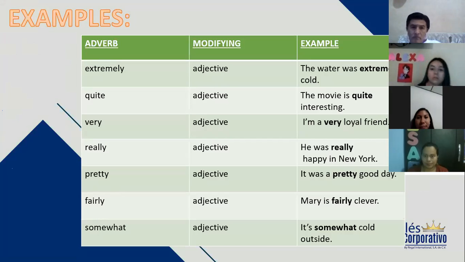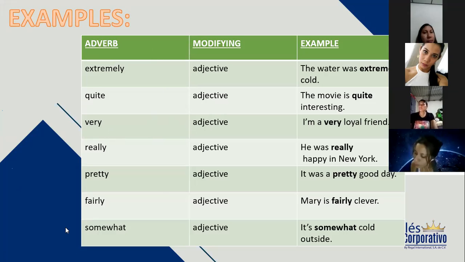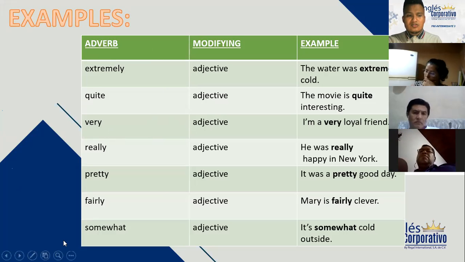Here we have one of the main adverbs that modify adjectives. We have here the first one, extremely. Those are the main adverbs that modify adjectives. We have extremely, quite, very, really, pretty, fairly, and somewhat. Yes? So we are going to see how they work.